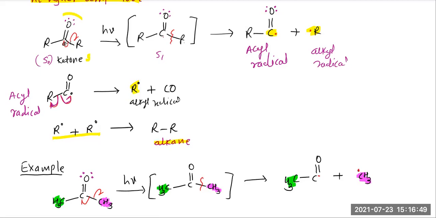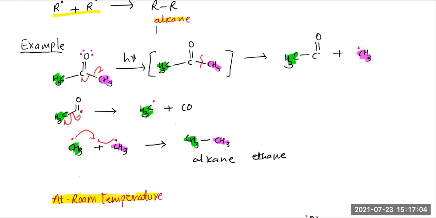Now let us understand this by considering an example, that is acetone. Here I'm going to highlight these two methyl groups with different colors. Now, this particular acetone molecule goes into photochemical excitation. The first step is excitation to S1. This is singlet excitation, and this is the ground state of this molecule.